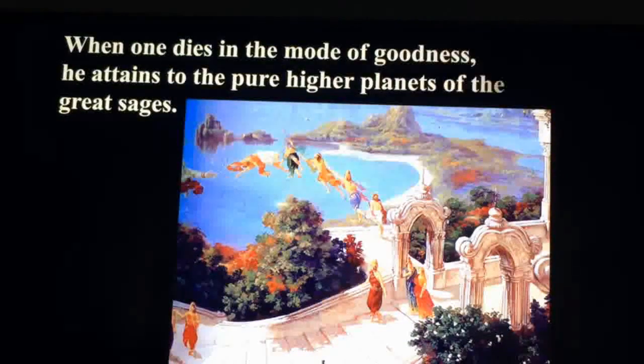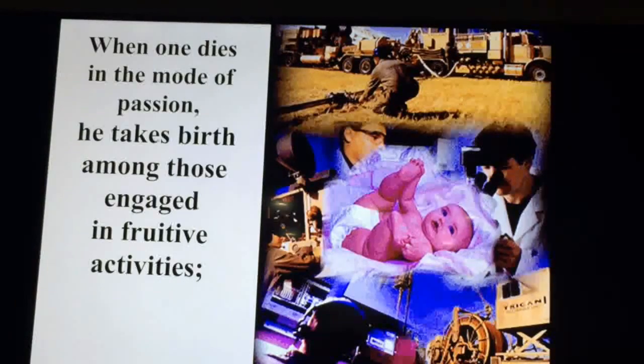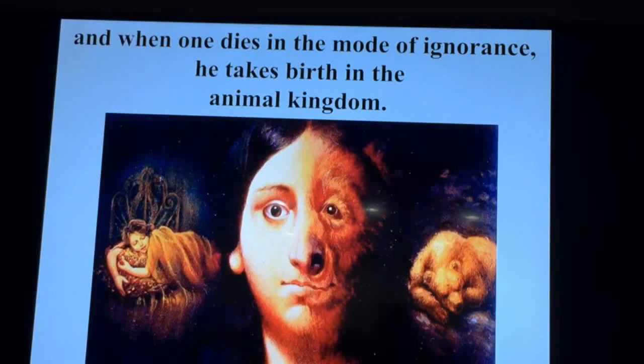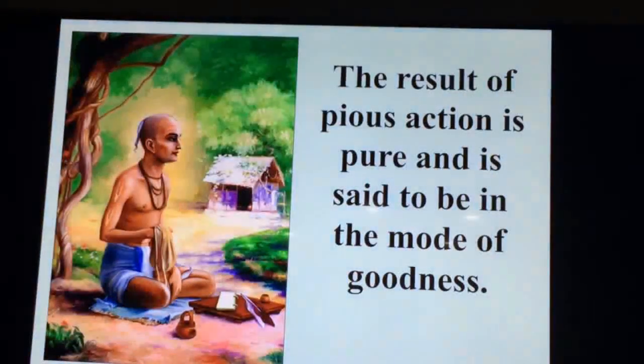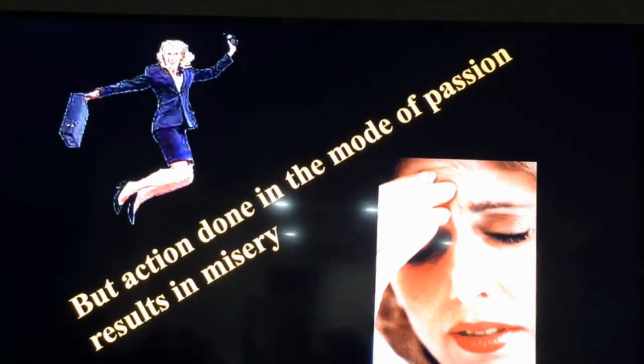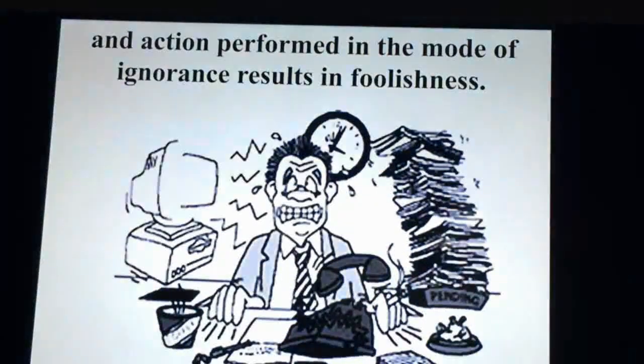When one dies in the mode of goodness, he attains to the pure higher planets of the great sages. When one dies in the mode of passion, he takes birth among those engaged in fruitive activities. And when one dies in the mode of ignorance, he takes birth in the animal kingdom. The result of pious action is pure and is said to be in the mode of goodness. These are the results. But action done in the mode of passion results in misery. And action performed in the mode of ignorance results in foolishness.